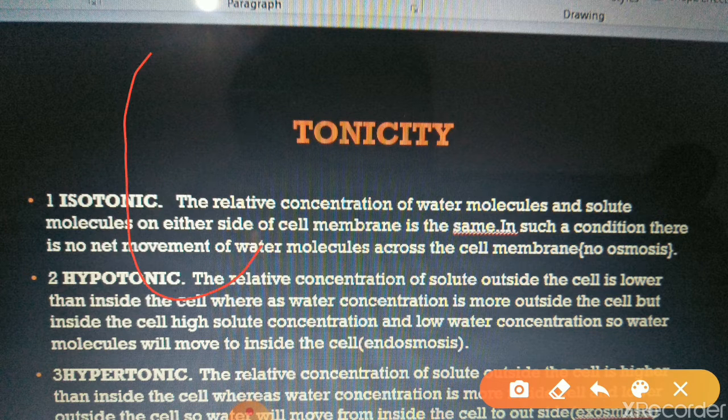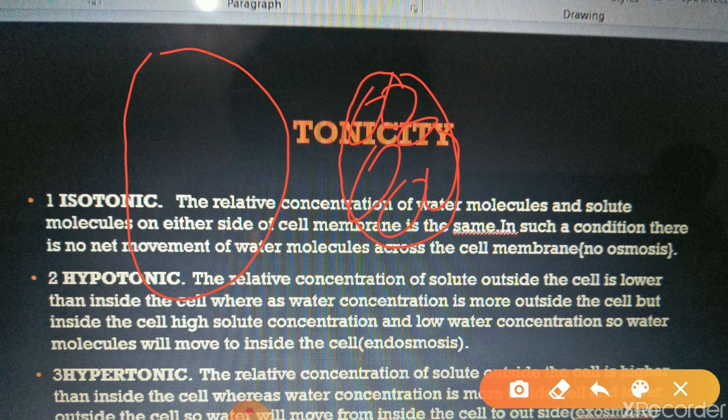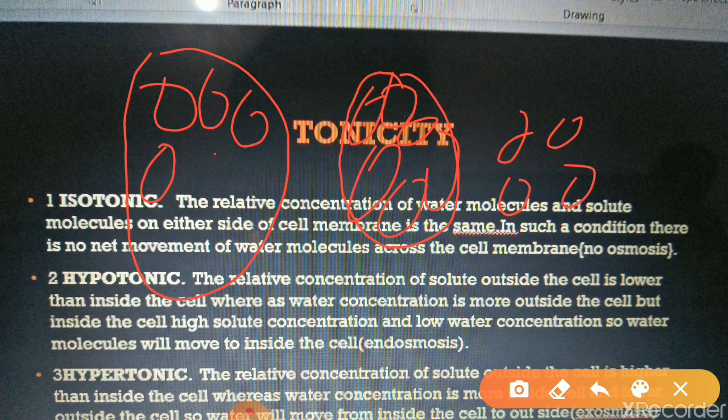Consider this is a cell. In this cell, when compared with the outside, outside more water molecules are present but fewer solute molecules. But inside the cell there is more solute concentration and less water concentration. Then what will happen? Automatically water molecules will move where? To inside the cell. Why?